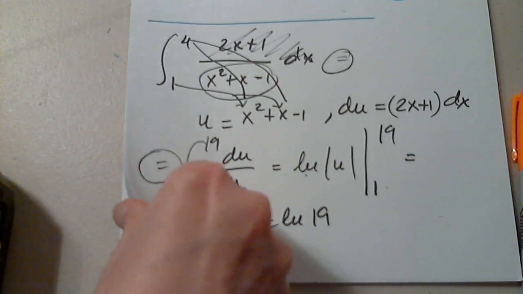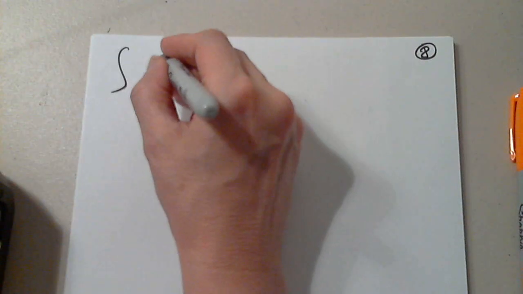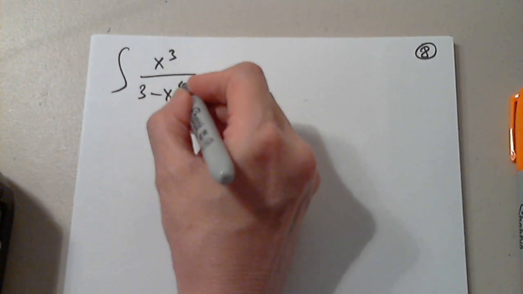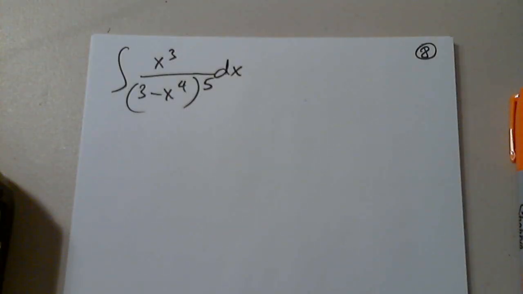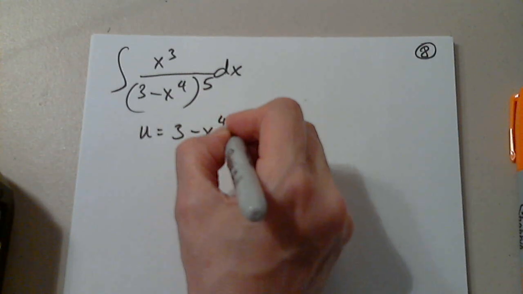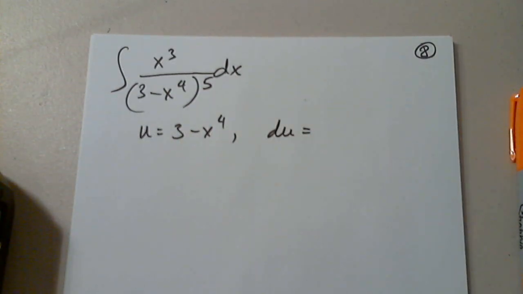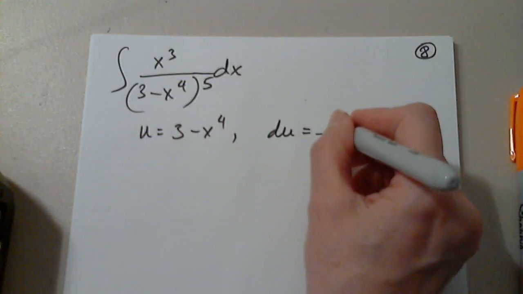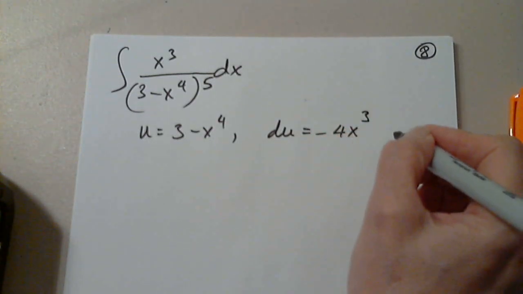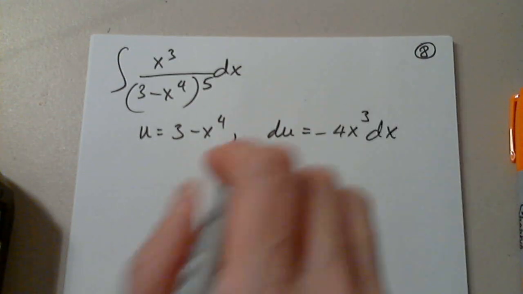I'm ready. The integral of x to the third over 3 minus x to the fourth to the fifth. Is this the one? Is this correct? Yes, ma'am. Perfect. What do you think? 3 minus x to the fourth? Yes, absolutely, 3 minus x to the fourth, as long as we find du. Then du would be negative 4x to the third. Good.